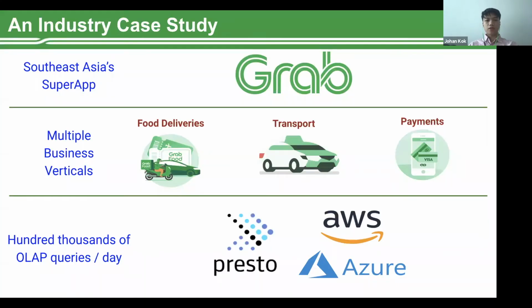Now, Grab is Southeast Asia's super app. Since years ago, the company has expanded its business to cover aspects of transport, food delivery, and digital payments. At its scale, many business decisions must be data-driven. We observe hundreds of thousands of analytic queries issued to our data lake, which is mostly powered by Presto and supporting cloud infrastructure running on AWS or Azure.